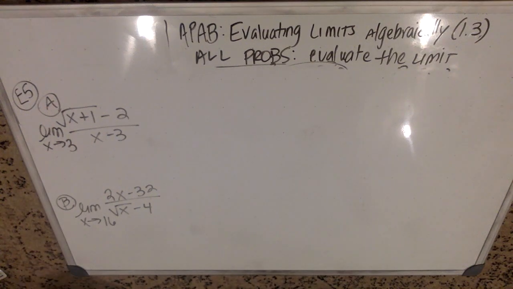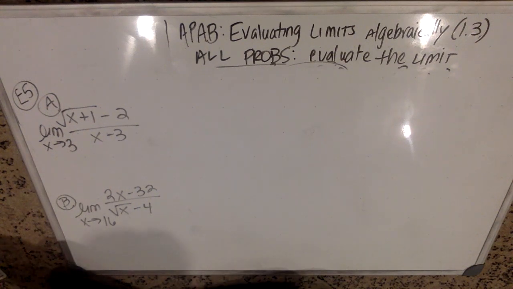This is the third video in 1.3 of APAB. We're doing the last kind of evaluating limits algebraically, which is talking about rationalizing. So the hint that you want to rationalize an expression is that it has roots in it, and when you plug in, you get 0 over 0. So rationalizing is a thing we specifically do with roots, and the idea is that what we create is a difference of squares pattern to get rid of the roots that we have.